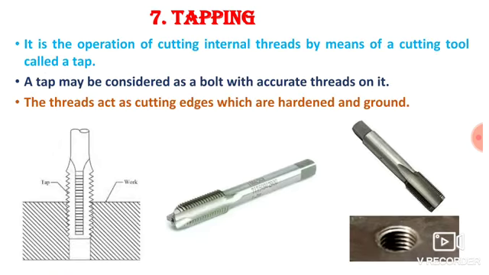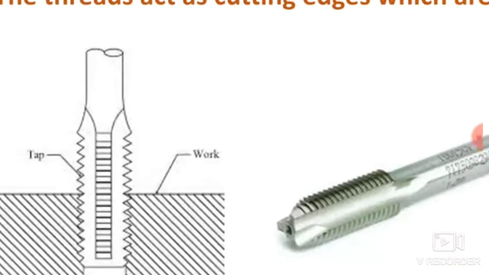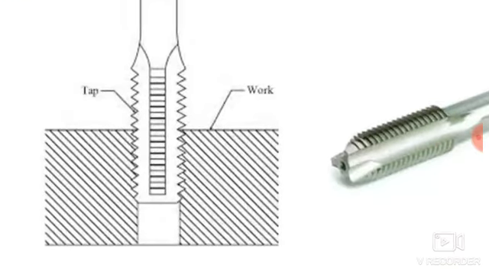The next operation, that is known as tapping. It is the operation of cutting internal threads by means of a cutting tool called a tap. A tap may be considered as a bolt with accurate thread on it. The threads act as cutting edges which are hardened and ground. So here you can see a tapping operation. Now tapping is nothing but producing internal threads inside the hole.